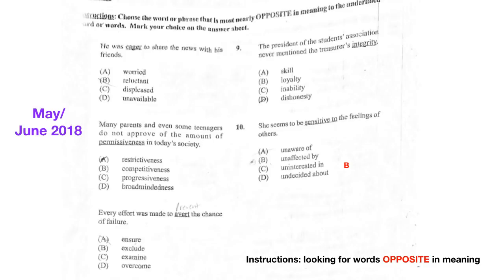Avert means to prevent. So what would the opposite of prevent be? If you don't want to prevent it, then you want to ensure it or allow for it. So the best option there, I think, is A, ensure. Exclude, examine, overcome. No. Overcome would probably be the synonym in this case, but they're asking for the opposite again. Remember that, right? So you're looking at the opposite of avert, so ensure would be the opposite.